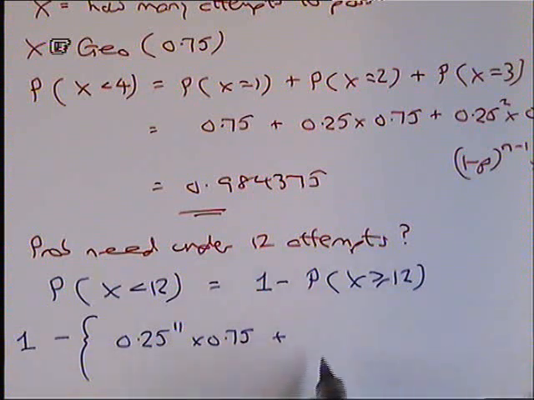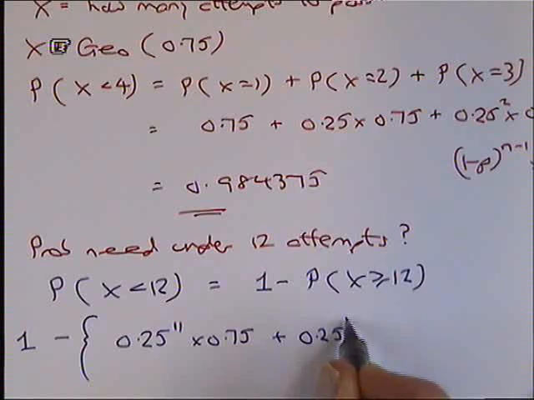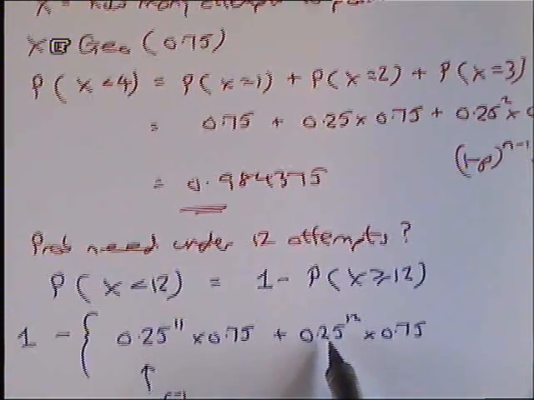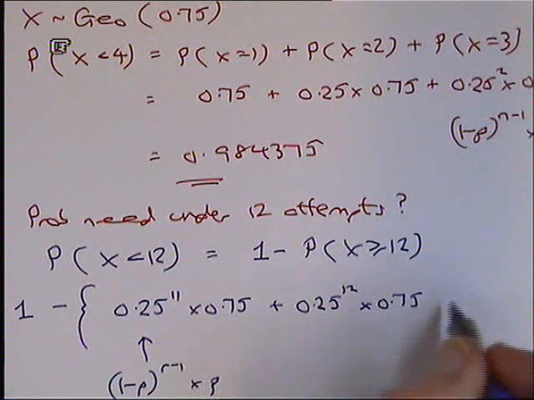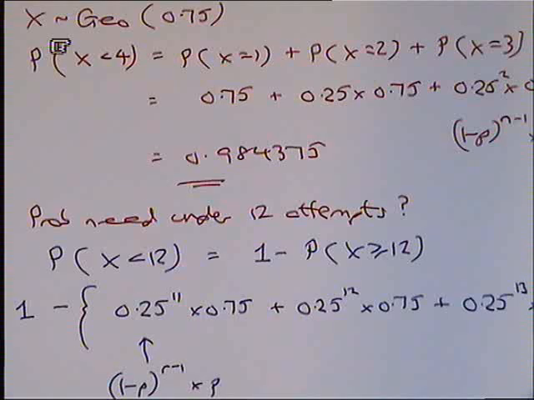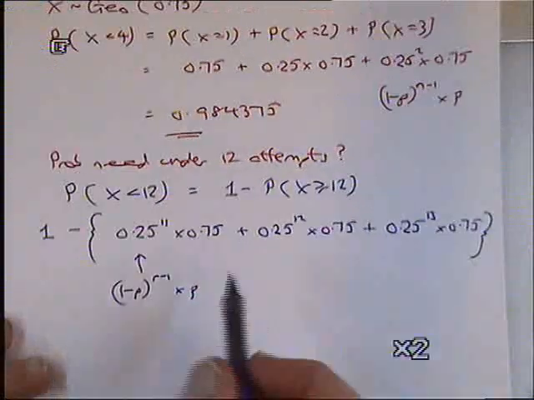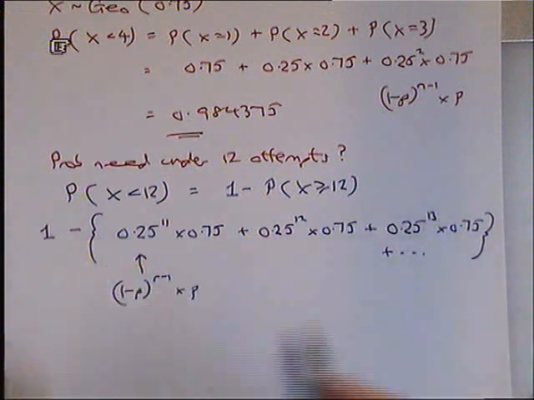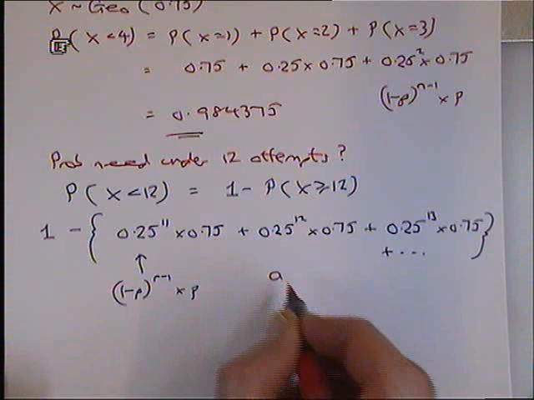The next value we'd have would be 13, and that would be failing 12 times and then passing. So again, what I'm using here is the 1 minus p to the r minus 1 times p. Same over here. And the next one will be 14 attempts, which will be failing 13 times and then finally succeeding. And this number pattern that we have in here is one of these infinite sums, because actually that's going on forever.